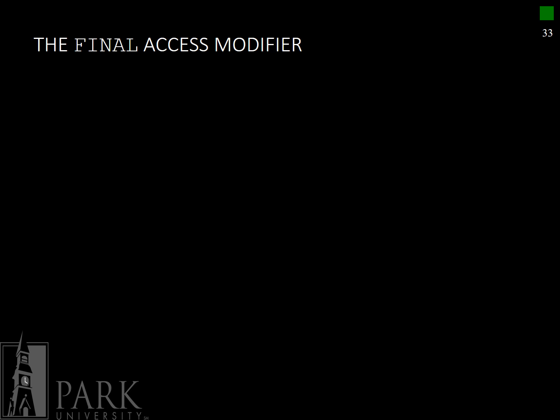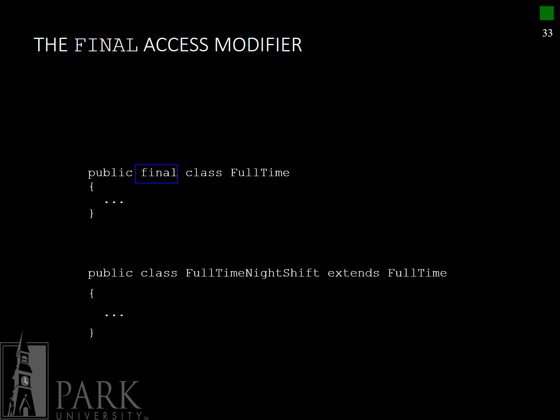If you want to specify that a class cannot have any subclasses, use the final access modifier in the class heading. For example, if here we have final class full-time, right? And if later you try to extend the class like this, maybe we got a night shift employee that's full-time and we're trying to extend the full-time class, then what do you expect would happen? We would get a compilation error.